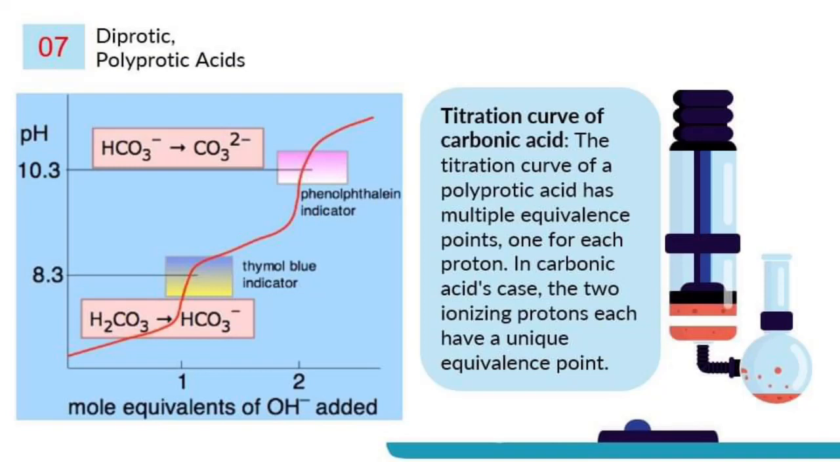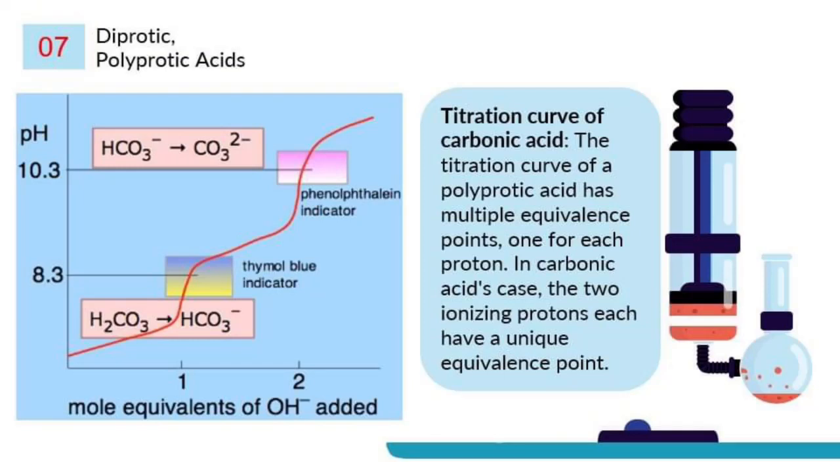Let's take the example of carbonic acid, which is a diprotic acid. In its first dissociation step, 1 proton dissociates to form bicarbonate ion. This is the first equivalence point in the titration curve, corresponding to the complete dissociation of the first proton. However, carbonic acid can further dissociate. In the second step, another proton dissociates to form carbonate ion. This is the second equivalence point in the titration curve, corresponding to the complete dissociation of the second proton.